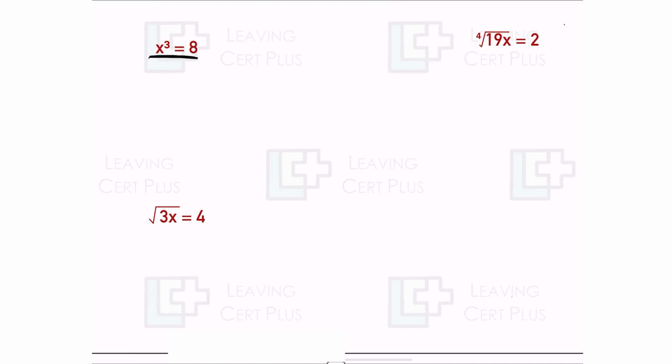So here we've got x cubed is equal to 8. If I want to find x alone, I'm going to have to get the third root of both sides. That's going to undo that power. So we got x is equal to the third root of 8, which is going to be 2.